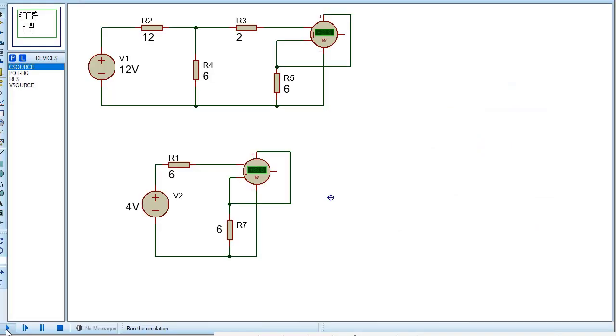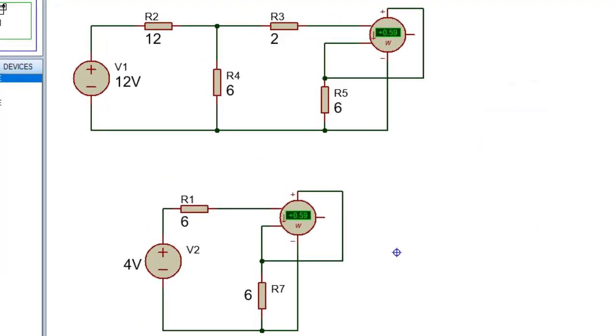Now running the simulation. See, in the equivalent circuit the power at the load is showing 0.67 watt. In the main circuit also the power at the load is showing 0.67 watt. So my calculation is perfect.